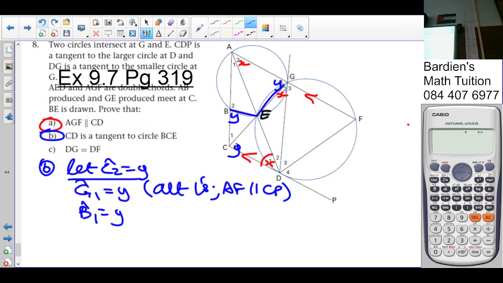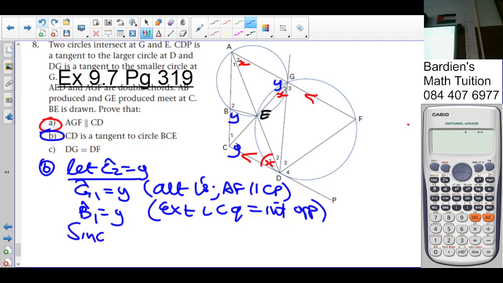What do you notice here? Not the O, it's a Y. Exterior angle of cyclic quad equals the interior opposite. So D1 is Y. Exterior angle of cyclic quad equals the interior opposite angle. Is that not enough to conclude that's a tangent? Yes. So we state the obvious.